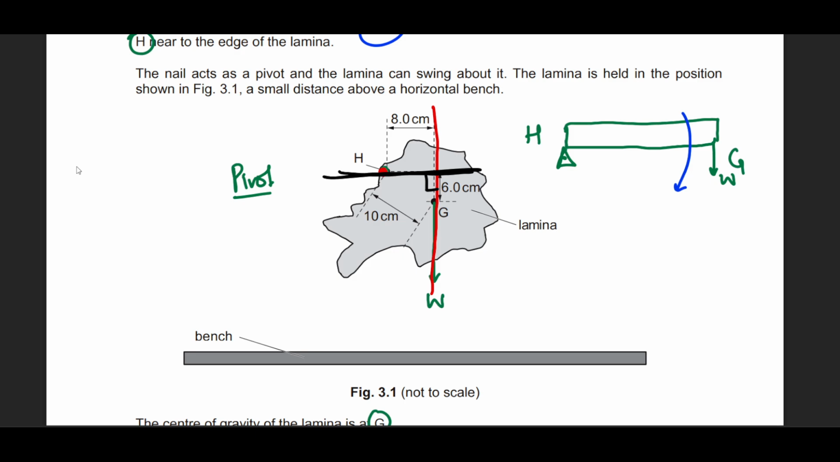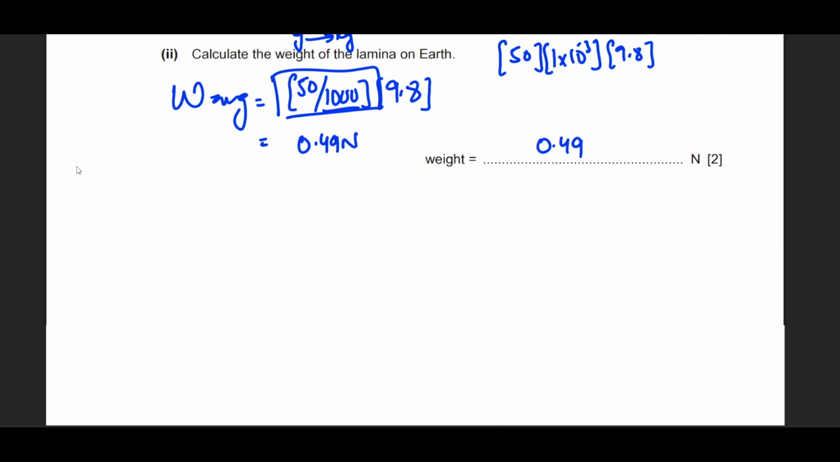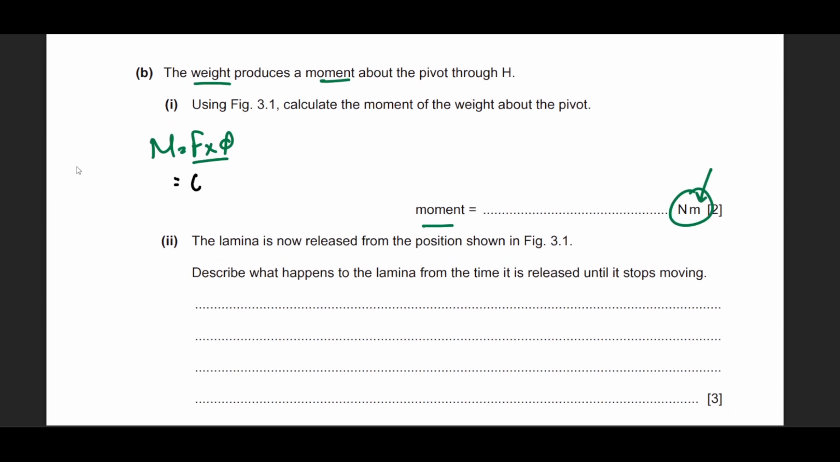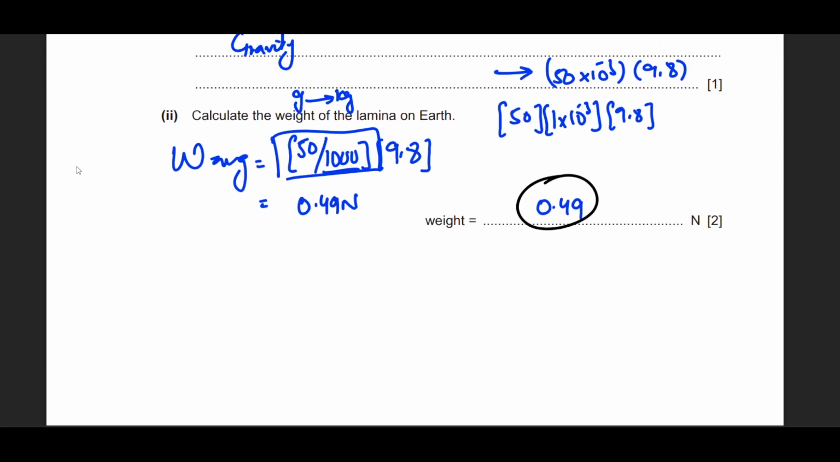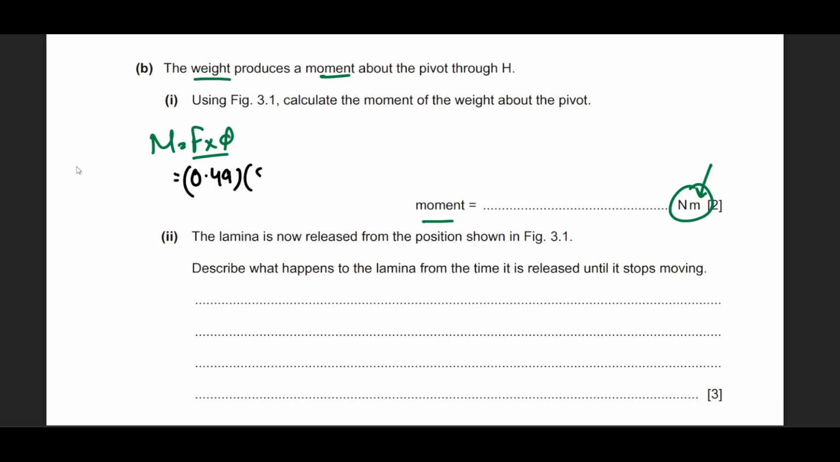It has to make an angle of 90 degrees from both sides, from the pivot and from the line of the force. The perpendicular distance making an angle of 90 degrees from both sides is actually 8 centimeters. So the force is 0.49, which is what we found in the previous part. The weight makes the force, multiplied by distance, which is 8 centimeters, divided by 100 to make sure the unit is in meters. After calculation, this becomes 0.039 Newton meters. Write this answer over here.